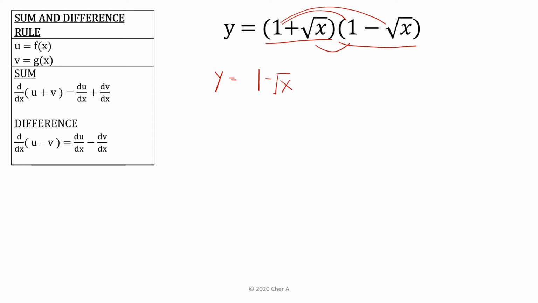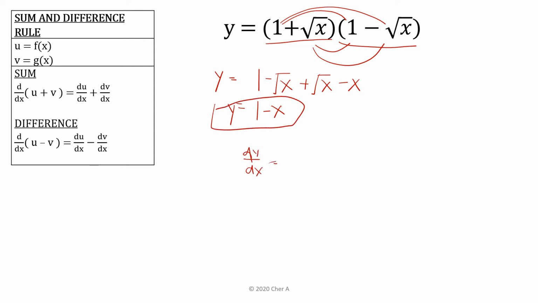Square root x times 1 gives me positive square root x, and square root x times negative square root x will give me negative x. So I'm going to get y equals 1 minus x at the end of the day. So this will be easier to differentiate. So dy over dx is equal to, now we differentiate 1, we'll be left with nothing. We'll differentiate x, we'll be left with 1. So the final answer will be negative 1.